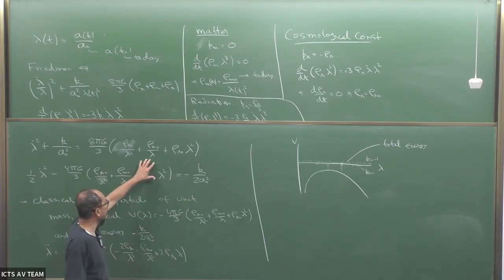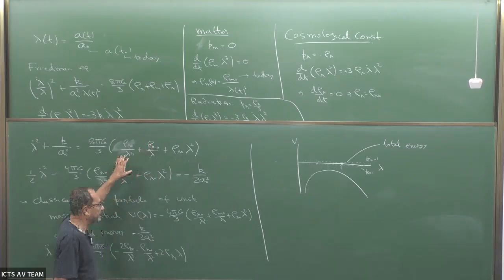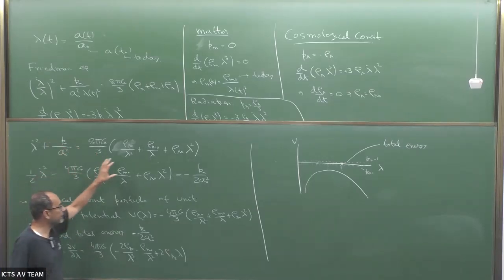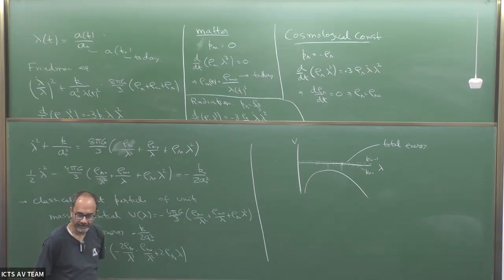In the past, this will dominate, because today lambda is equal to 1. When lambda was smaller, this will be much larger. This remains fixed, so this will dominate over K over A0 square. So K over A0 square really doesn't affect anything in our evolution, neither in the past nor in the future. Is this point clear?